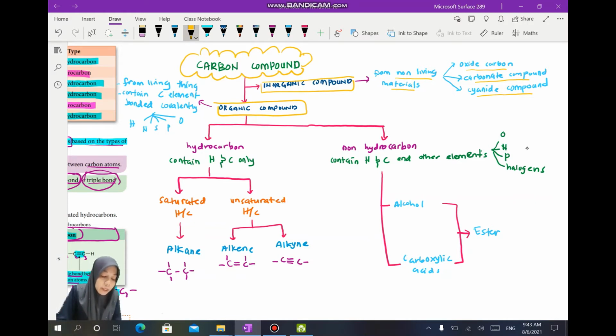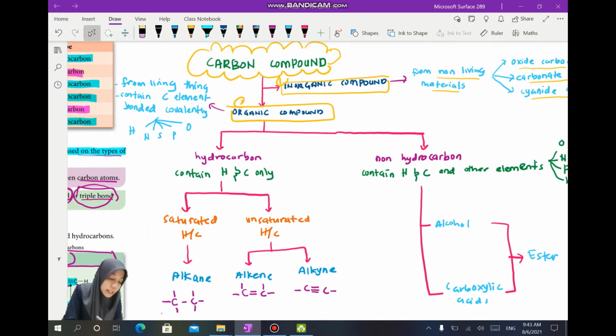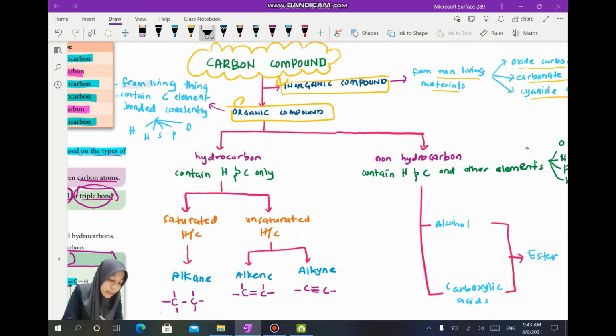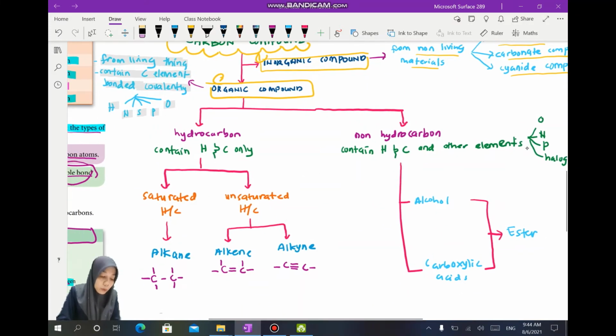Okay, and then for the organic compound. Okay, yang ni kena tahu lebih detail for the organic compound. Originating from living things. Okay, contain carbon elements bonded covalently with other elements such as hydrogen, nitrogen, sulfur, phosphorus or oxygen. This one kamu kena tahu lebih detail. Okay, nanti kita akan belajar lagi. Apakah sources sebenar untuk organic compound? Okay, sumbernya.